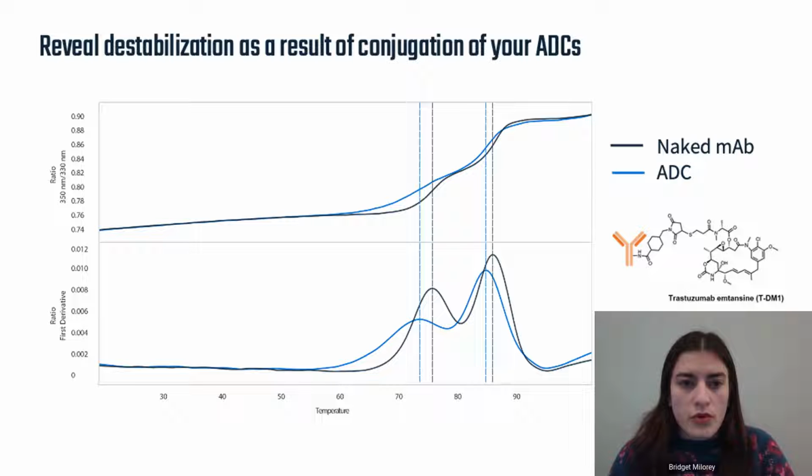I also want to point out that you can see some peak broadening if you look at the first derivative view for that FC1 domain. This suggests to me that there is some destabilization of that domain coming from the conjugation process, or maybe even just the change in environment due to the nearby drug. However, the similar intensity that we are seeing indicates that the conjugation process did not actually damage the mAb, which is something very important to consider.